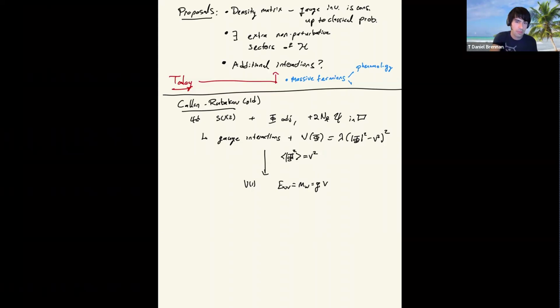But probably the more important reason I wanted to consider massive fermions is that the fermion mass actually acts like an IR regulator. And that's really important for a couple of reasons. If you have QED with massless fermions, a lot of very strange things happen. For example, if you have a central potential, then charged fermions don't form a bound state. There's nothing wrong with this, it's just very strange.